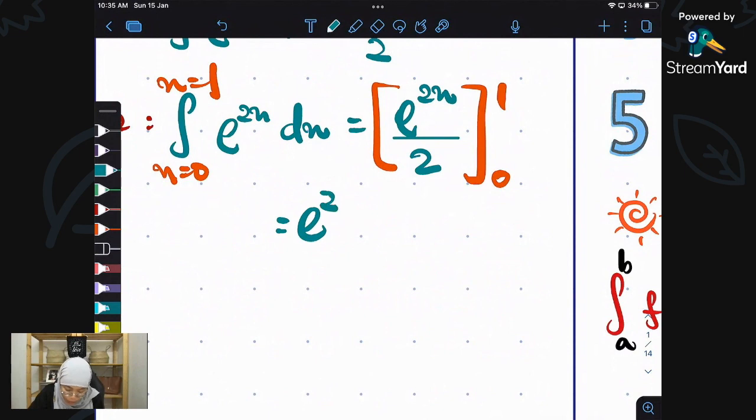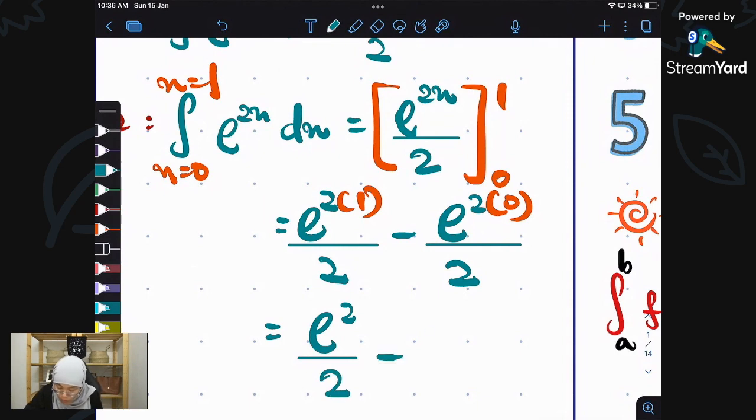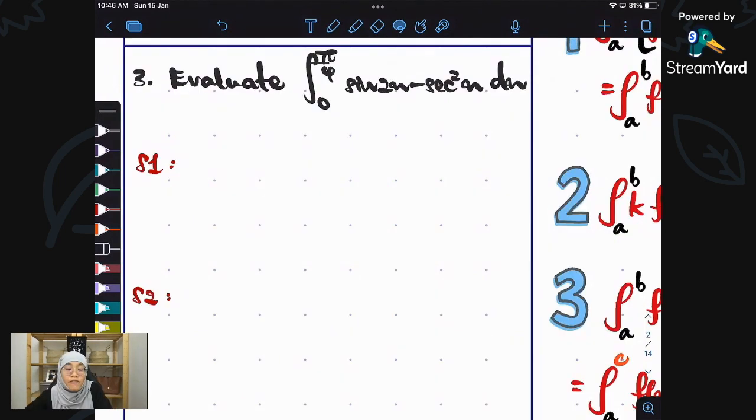Therefore, e to the power of 2 times 1 over 2 minus e to the power of 2 times 0 over 2. The answer will be e squared over 2 minus 1 over 2. That's it. Let's solve the third example. Evaluate the integral from 0 to pi over 4 of the function sine 2x minus secant squared x dx.